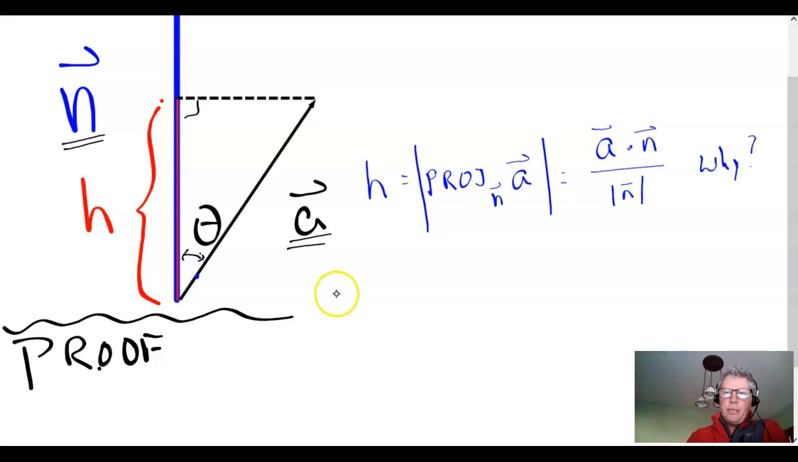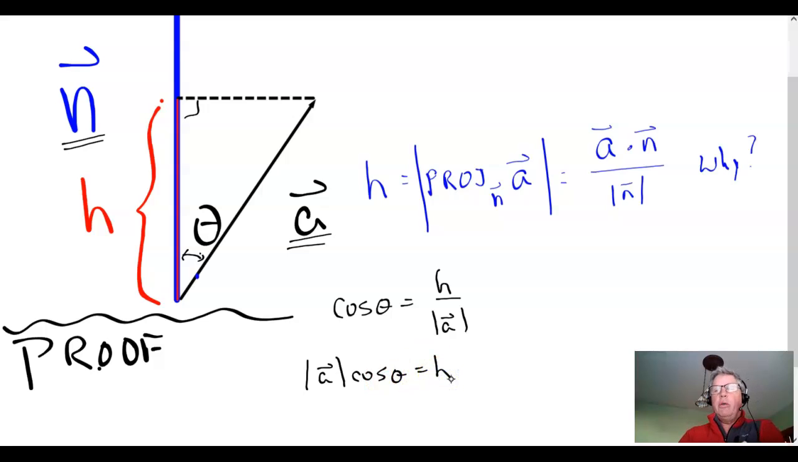First of all, we know that the cosine of theta right here is equal to adjacent over hypotenuse. I write it as the magnitude of A because the hypotenuse isn't a vector, it's a length. So we might clean that up and say the magnitude of A cosine theta is equal to h. That actually works great. If you want to find theta, you can plug it into this formula. In fact, where would we get theta?